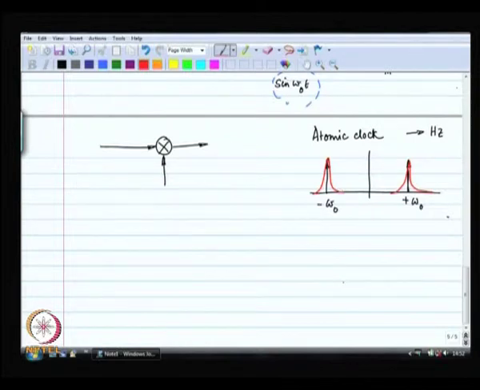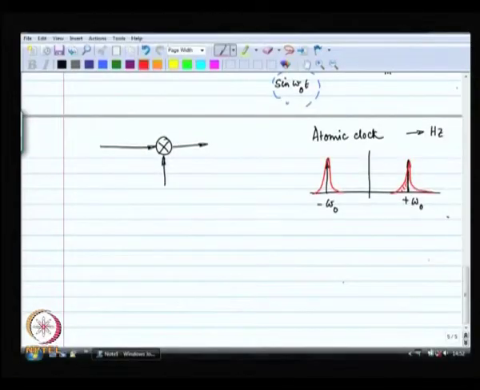All right. And all of that garbage, so you hope that it will be two impulses, it is never going to be two impulses. Only the atomic clock will have two impulses at plus and minus omega naught, everything else will have some junk around the impulse. So, this junk is called phase noise. Okay. That is called phase noise.